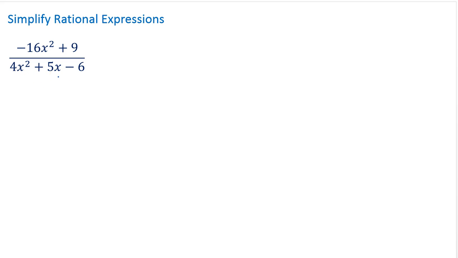Now the idea is to factor both the numerator and the denominator. Whenever you have a negative as your leading coefficient, your strategy needs to be a little different. There's a couple of things we can do. We can factor out that negative. That may be the best route to take.